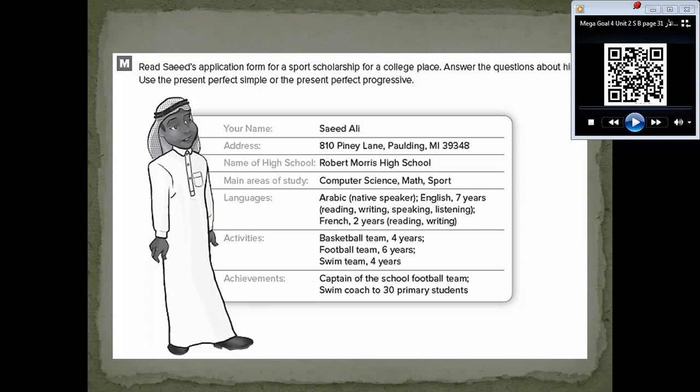At first, my dear students, before starting the new lesson, I want to remind you that we are going to talk about the present perfect simple and the present perfect progressive. And I told you before the differences between the present perfect simple and the present perfect progressive. Now I want a student to tell me what is the form of the present perfect simple before starting to read and answer this exercise.